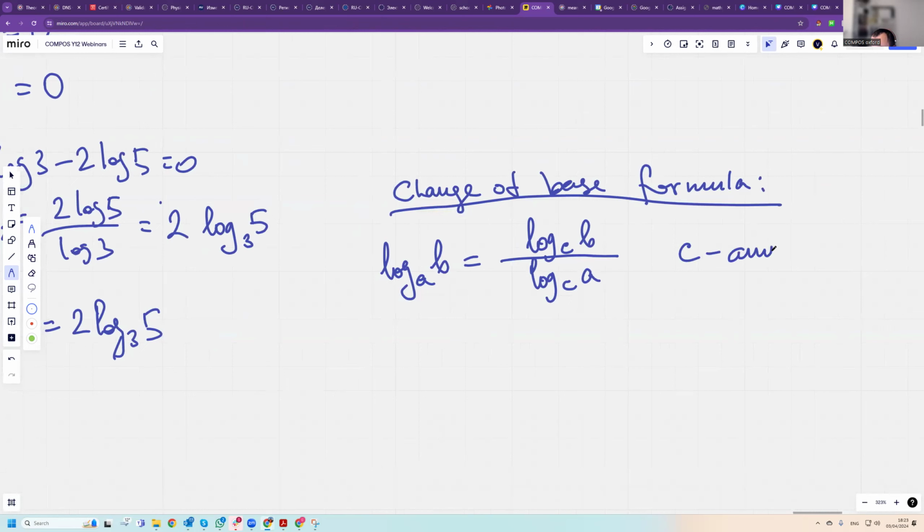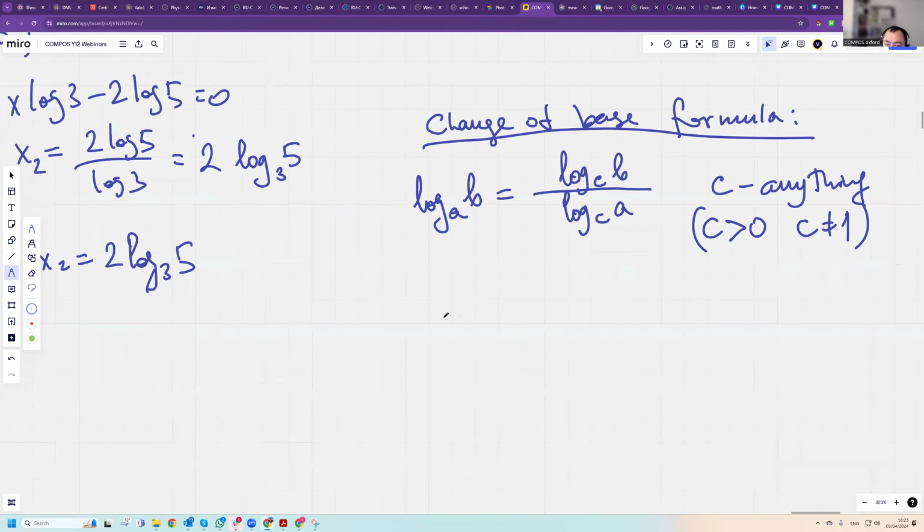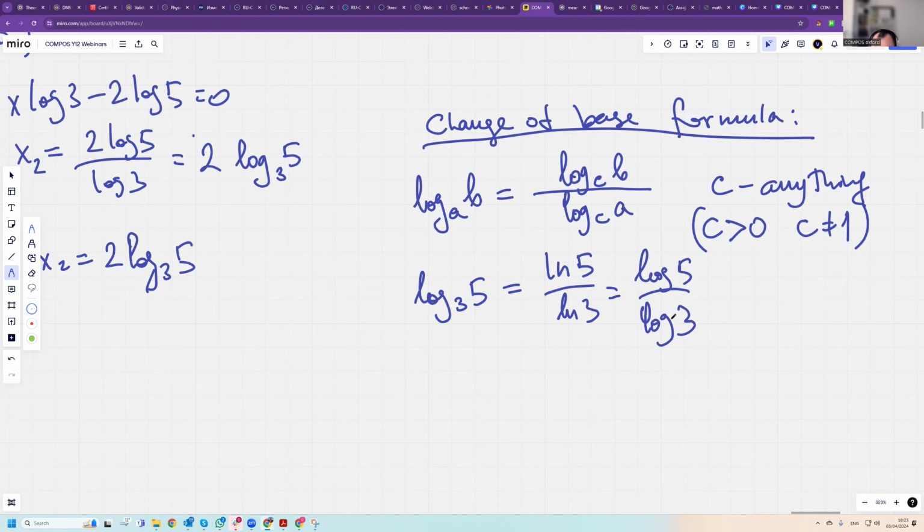C is anything. Of course, there are limitations. C is greater than 0 and C is not equal to 1, because otherwise that wouldn't make sense. So log base 3 of 5 can be written as, for example, ln 5 divided by ln 3, or it can be written as log 5 divided by log 3. And the opposite is also true. Log 5 over log 3 can be written as log 5 base 3. Does that make sense, Carrie?